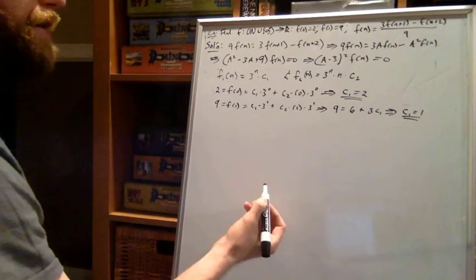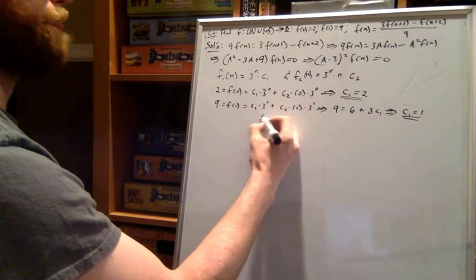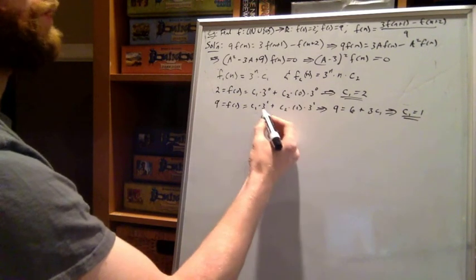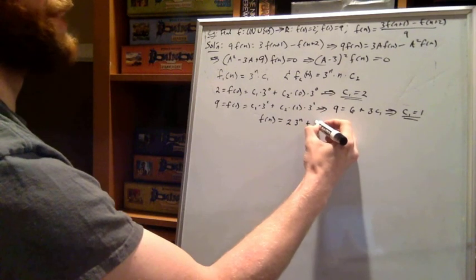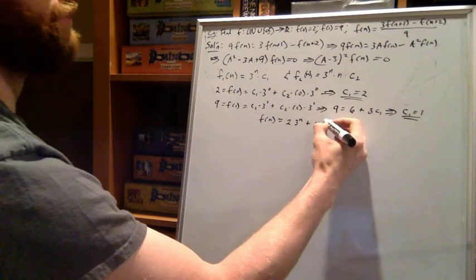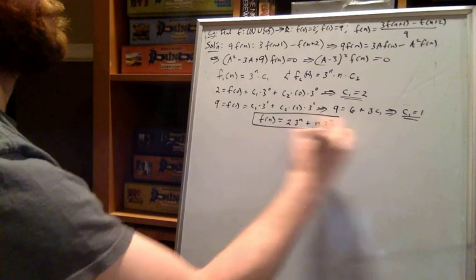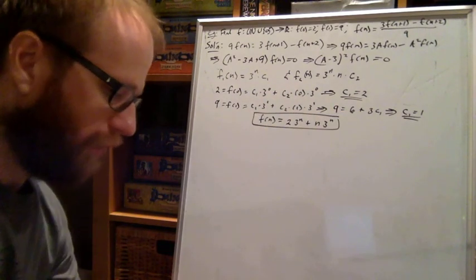So my final answer is going to be f of n equals 2 times 3 to the n plus n times 1 times 3 to the n. And that's how I'm going to deal with repeated roots.